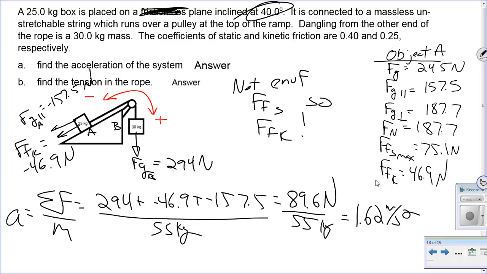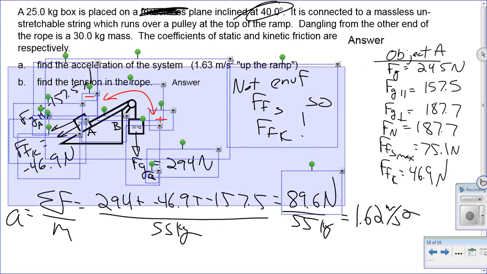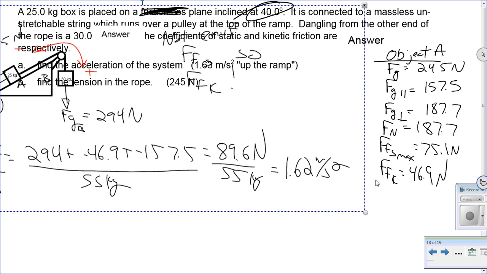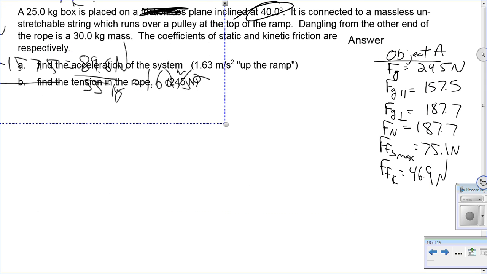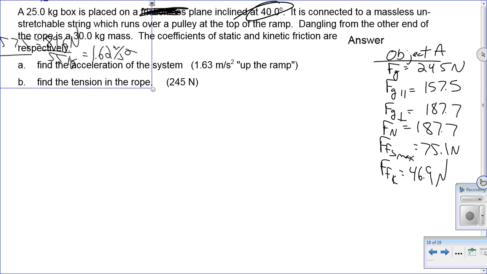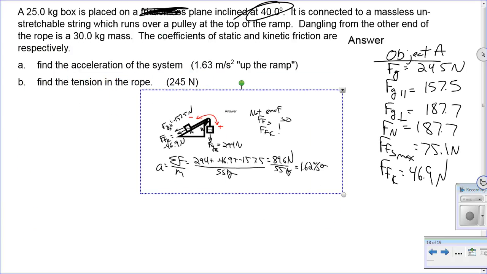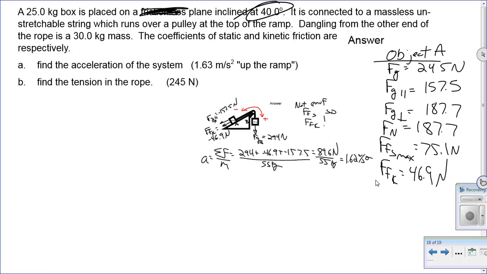Right, so we're almost done. Now we just got to find the tension of the rope. Did we get this right? Rounding, but yeah, we got it. All right, finding the tension in the rope is easy. Which object do I want to look at to find the tension? B, right?